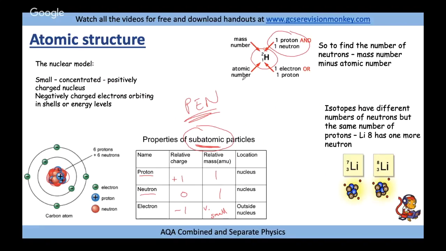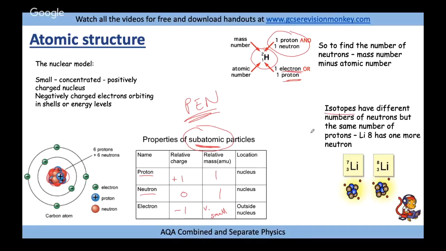Bottom number is just the atomic number. That's just the number of protons, which also happens to be the same as the number of electrons. If I want to find the number of neutrons, I've got to find the difference between these two numbers here. So top number, or bigger number, take away smaller number.